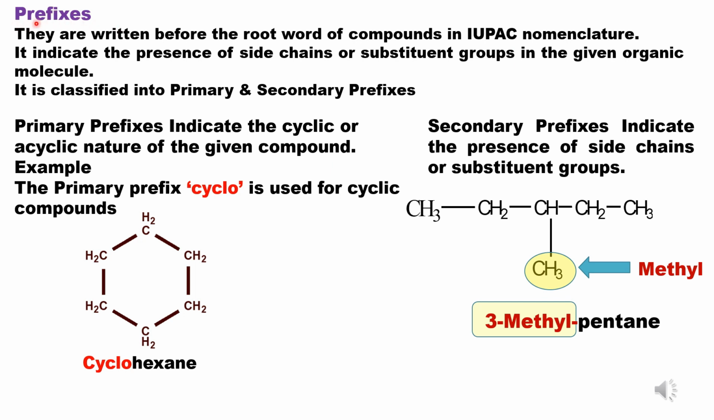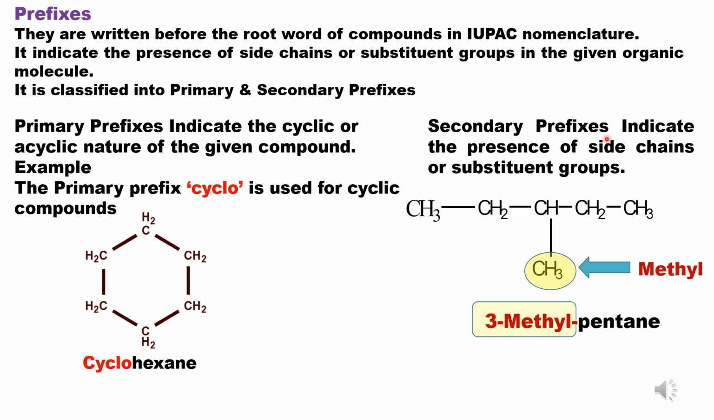Let's start with the next component, that is prefix. Generally prefix is written before the root word in any IUPAC nomenclature. It indicates the presence of a side chain or substituent groups in a given organic compound. Basically this prefix is classified into primary and secondary prefix. The primary prefix indicates the cyclic or acyclic nature of the given compound. Here you can see the example of cyclohexane, in which the word cyclo is used as a primary prefix, which indicates the presence of a cyclic compound.